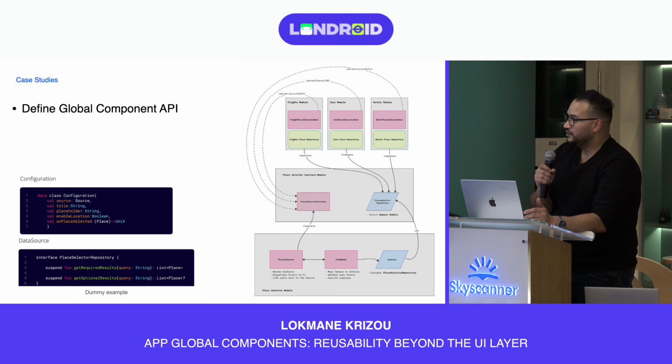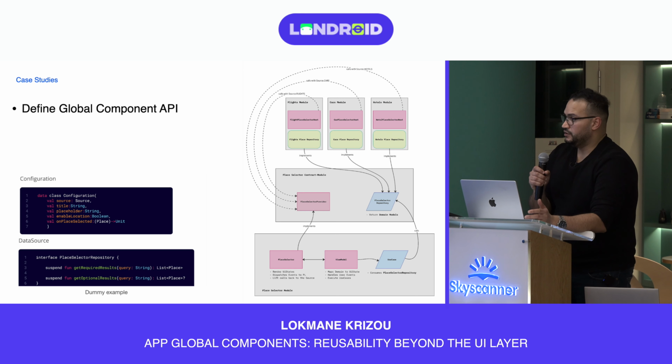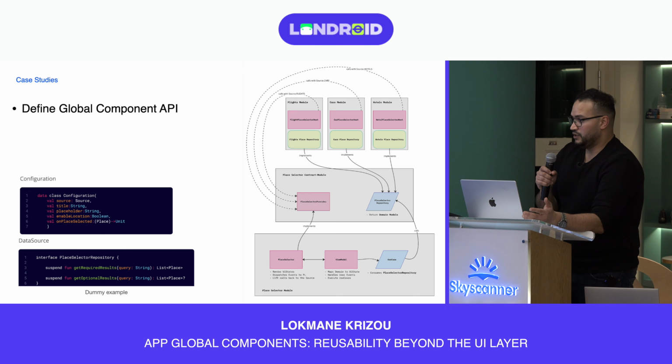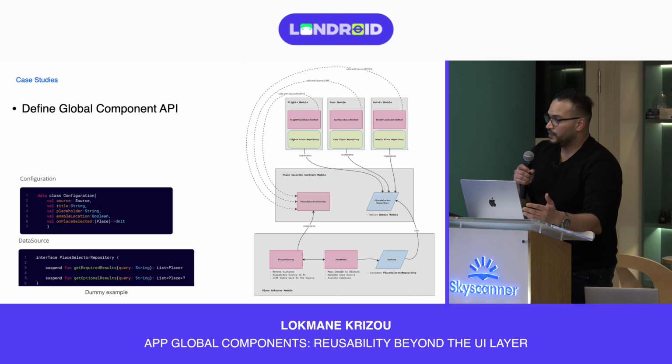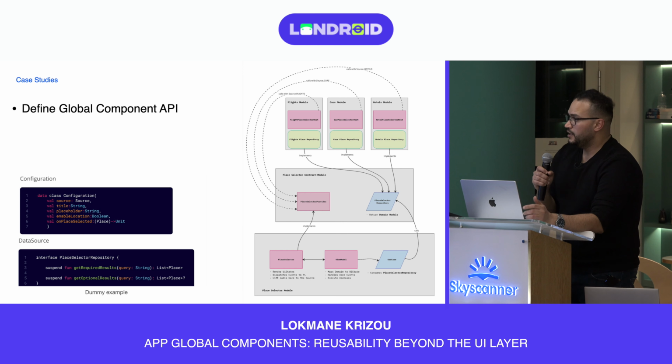After we defined the sections, we went to the best part, which is the design system. Once we had the sections, we needed to define the global component API, and it's just a simple interface, as you can see down below. It's just a dummy example, not the actual implementation. There are two functions there: one to get the required sections, and the other to get the optional sections, and that's basically what the API looks like.